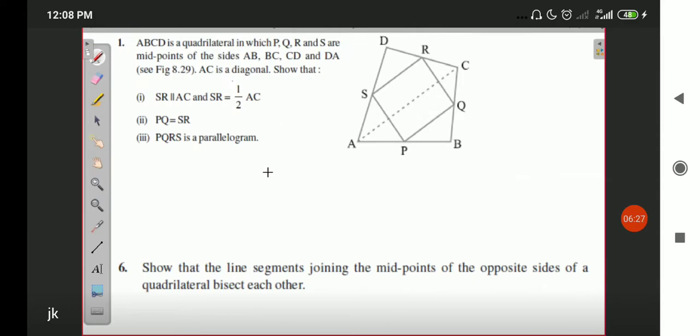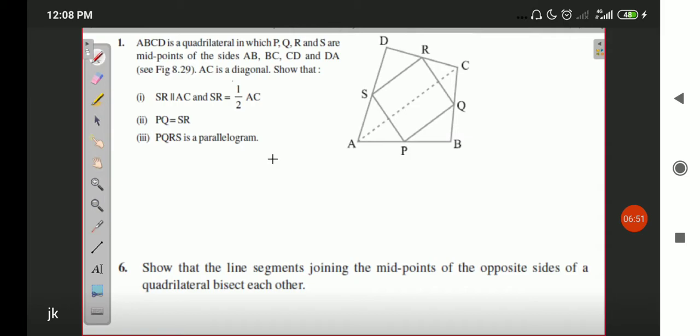Question number 1 and question number 6. I have taken question number 1 and question number 6 together because, first of all, let me explain the question to you. The point I will be making is that the solution of question number 6 and question number 1 is exactly the same. So if I am telling you the solution of question number 1, you have to do the same solution for question number 6 as well.